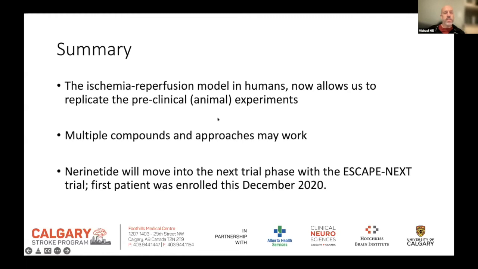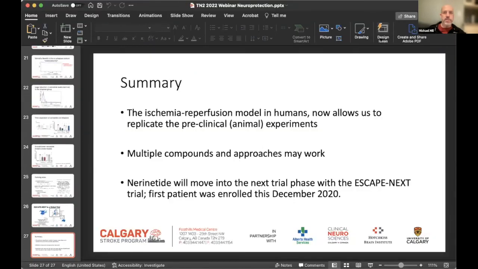It's almost certain that any effect we might see with neurinotide will be incremental, and we'll need to add something else to it, and something else, before we can see whether we can get patients all better. And I'm hoping that we'll see something with ESCAPE next. We've probably got another year to go before we get this trial done, and then we'll see where we are. So I'll stop there, and thanks very much.